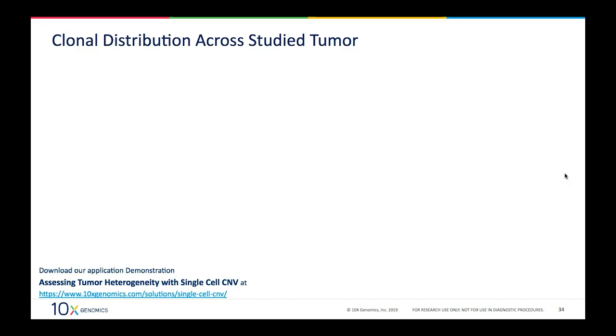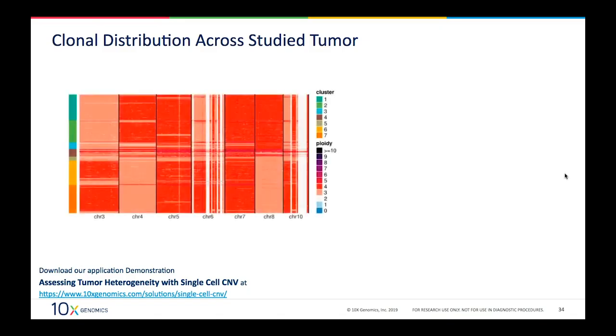So to further determine the heterogeneity in these 5 sections, we went ahead and pooled all of the tumor cells from these 5 sections and aligned them together in the same visualization.